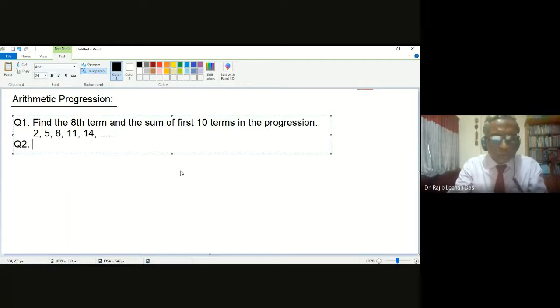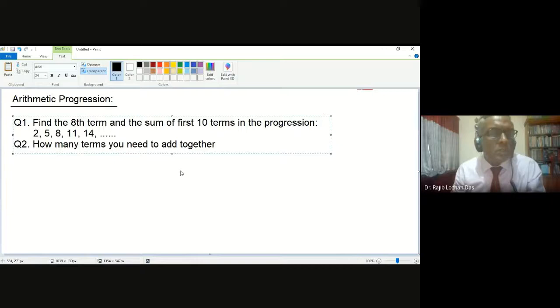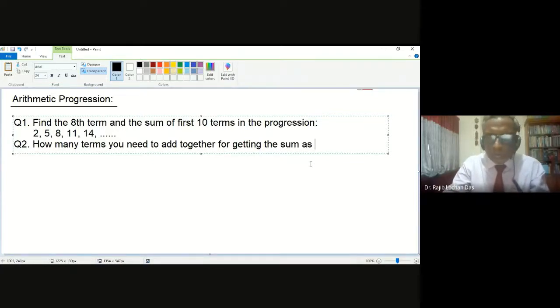Question number 2. How many terms do you need to add together for getting a sum of, say, 500 or more?